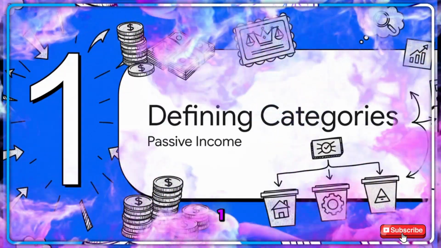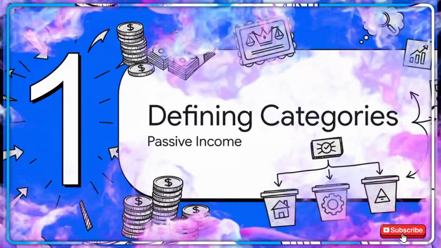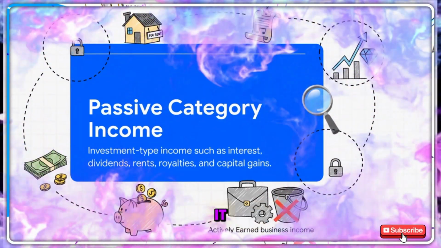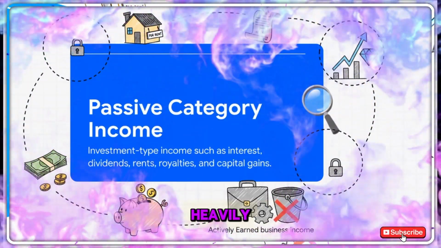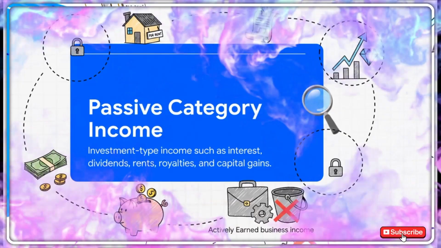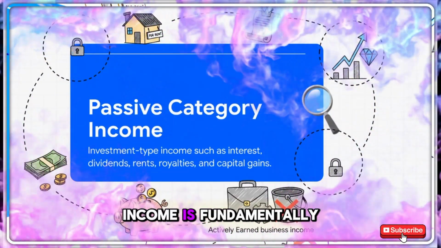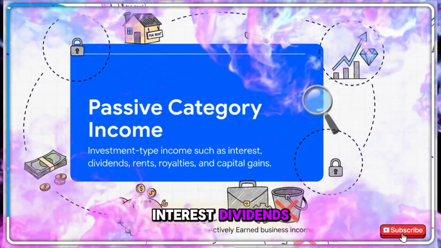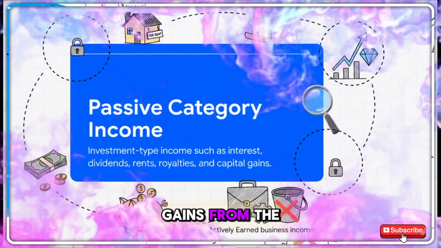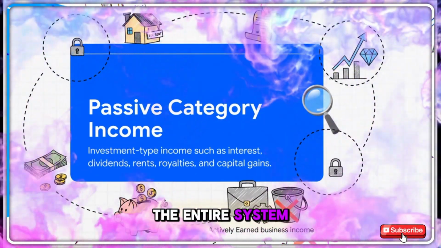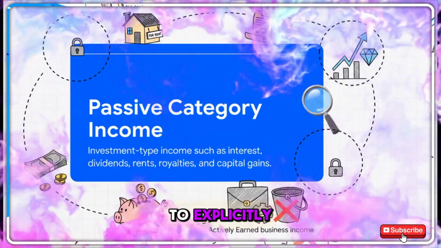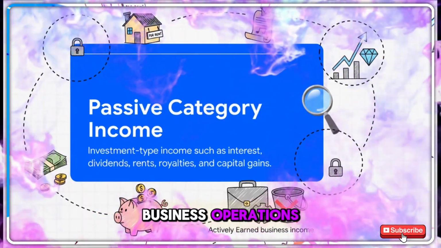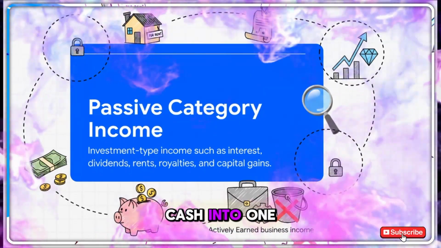Starting with Section 1, defining passive income categories. Okay, before authorities can even think about taxing this money, they have to categorize it. And tax systems use some very heavily ring-fenced terminology for this. What we call passive category income is fundamentally your investment-type revenue. We're talking about interest, dividends, rents, royalties, and gains from the sale of property. The entire system is purposefully designed to explicitly sever your passive investments from your active wages or your general business operations. You don't just throw all your cash into one big bucket.